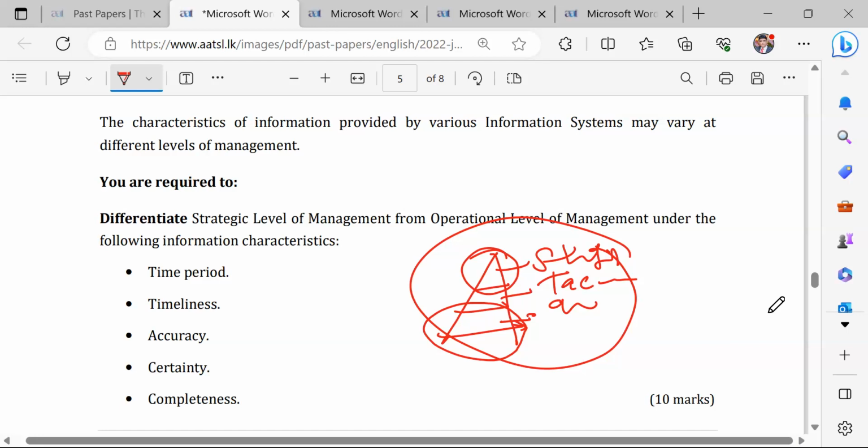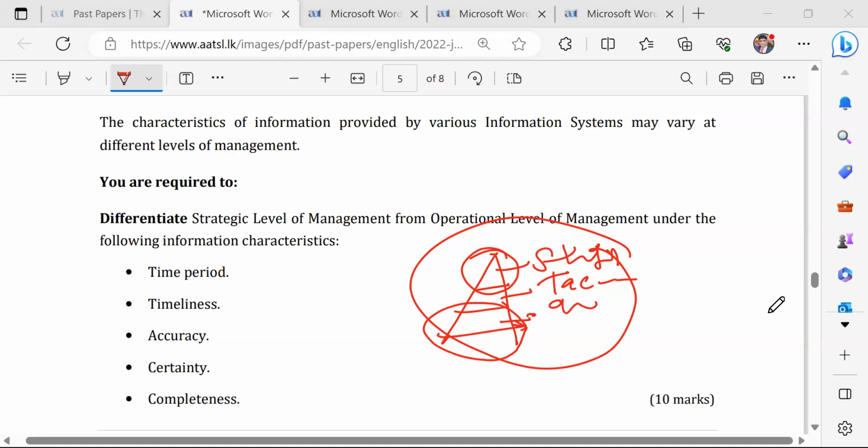Now, for operational level, completeness is definitely required. The type of decisions made at this level is highly predictable. Complete information is required. Normally, at the strategic level, information is required, right? No need for complete information.